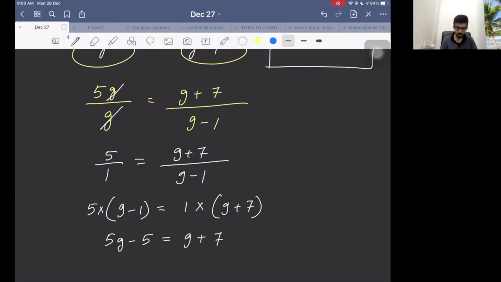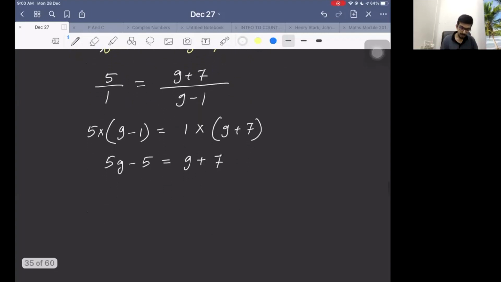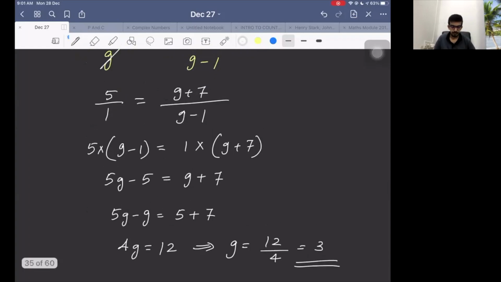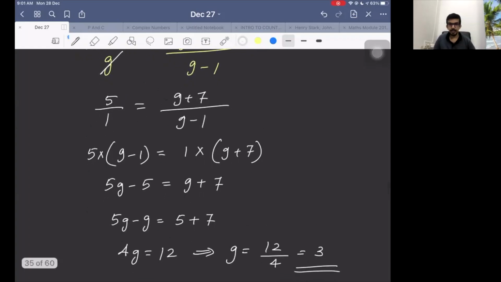Bring all the g to one side. 5g minus g is equal to 5 plus 7. So this is 4g is equal to 12. So your g has to be 12 divided by 4, which is 3. All right. Does this make sense? Easy?